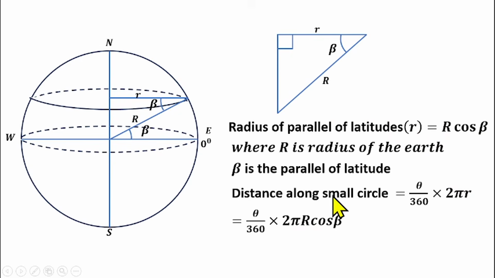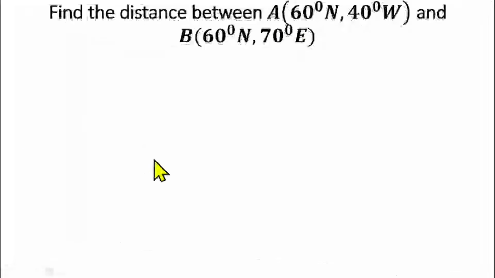With this formula, you can find the distance along the small circle. I want you to pause and compare this formula and see the difference between this and the great circle. Having understood this, let's use it to solve some problems, where theta is an angular distance or angular difference, like you know before. So let's find the distance between point A and point B. We are not told whether along the great circle or along the small circle, but you need to know whether you are finding along the great circle or along the small circle.